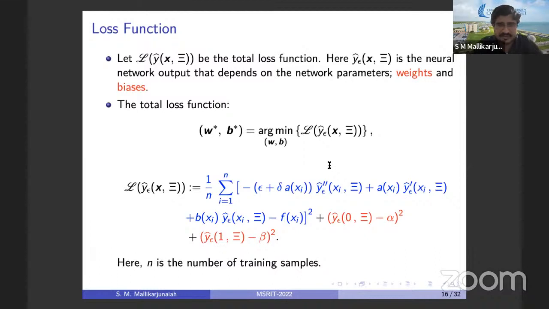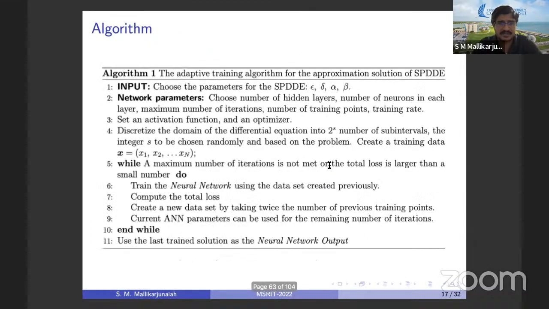We don't have to implement them from scratch. We can just borrow them and use them in our algorithm. Okay, now step 4, discretize the domain. The domain in our problem is 0 to 1, into 2 to the s number of subintervals. You choose s, maybe 4 subintervals. Take s equal to 2.